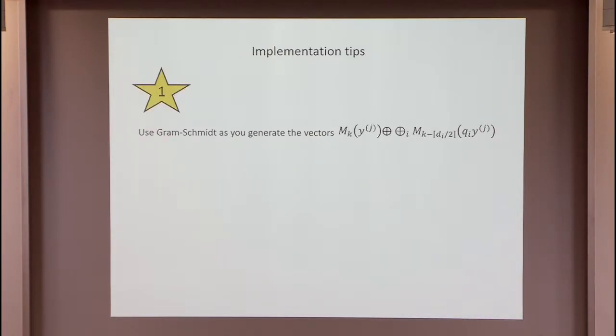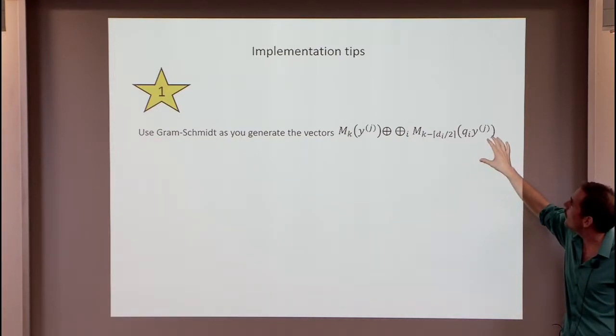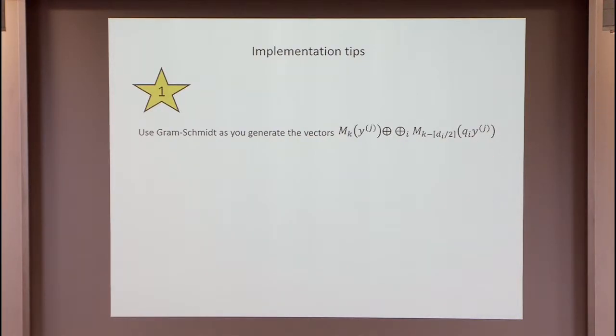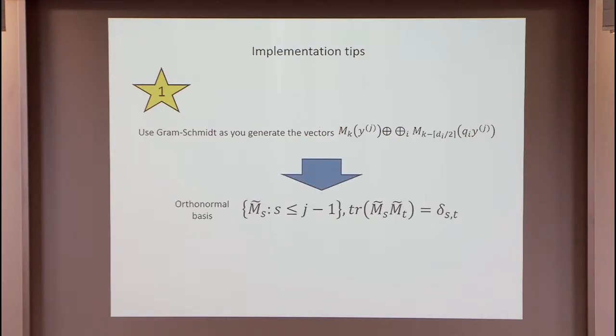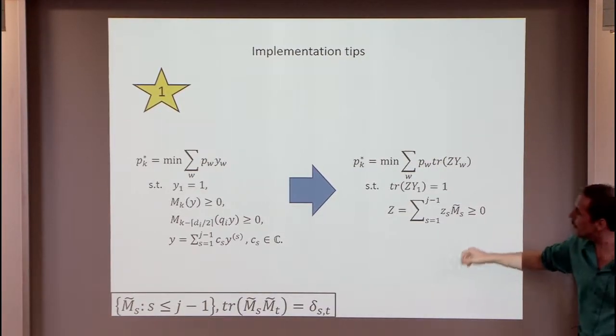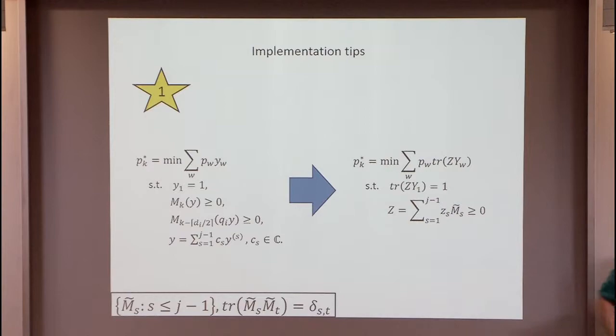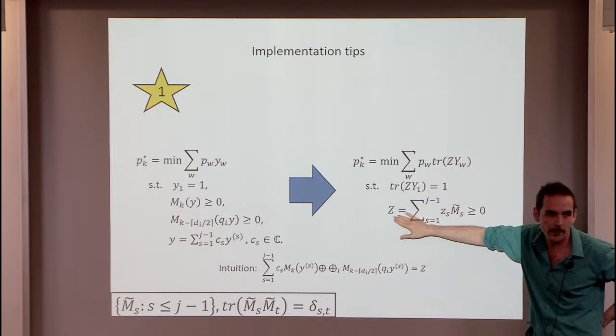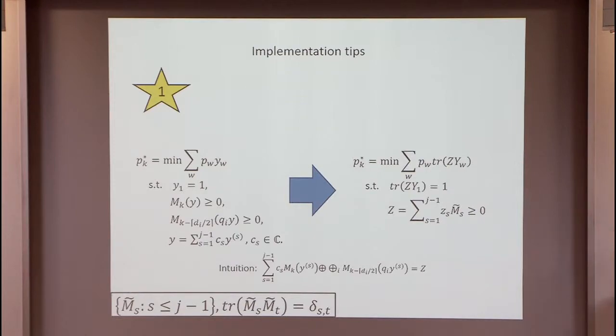The first tip is that as you generate the moment vector, you have to compute the associated moment matrices and also the localizing matrices, and then you regard them as vectors using the Hilbert-Schmidt product. Now, using Gram-Schmidt, you generate some orthonormal bases of matrices, which of course will satisfy this restriction, right? And this is actually what you put in the program. So rather than putting this constraint here, intuitively you're replacing the moment and localizing matrices by this other block diagonal matrix Z.